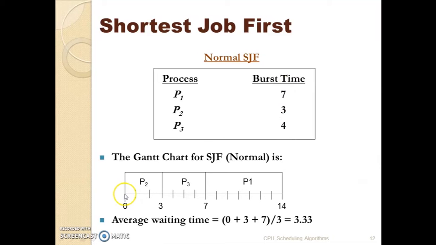So P2 started at 0 seconds and continued for 3 seconds since its burst time is 3. Next is P3, which started at 3 seconds and continued for 4 seconds. So P3 finished at 7 and then came P1, which executed for 7 seconds. Now the wait time of P2 is 0 seconds, P3 is 3 seconds and P1 is 7 seconds. So the average waiting time will be the wait time of all the processes divided by the number of processes. Now this is a normal shortest job first example.